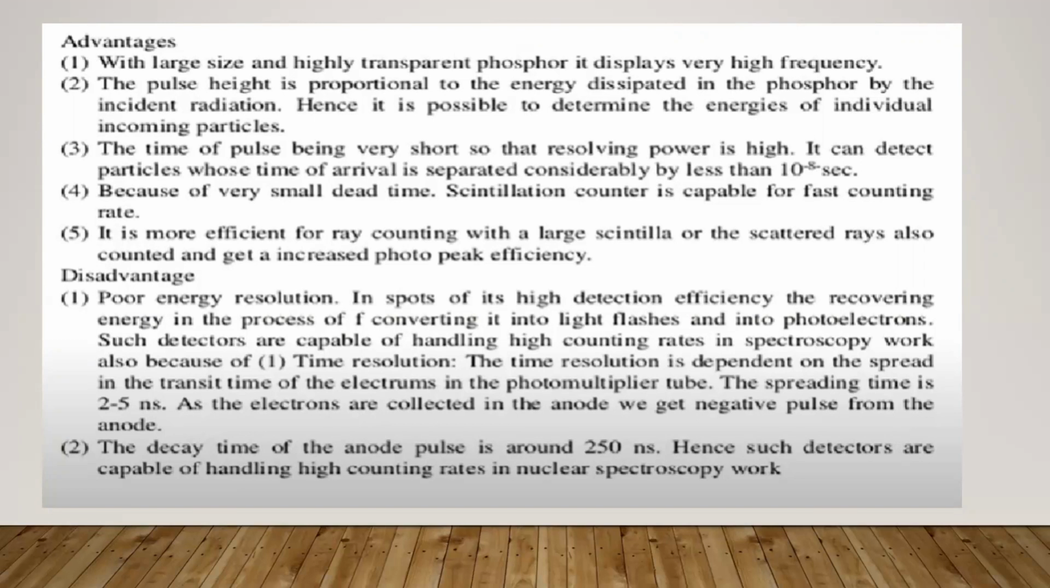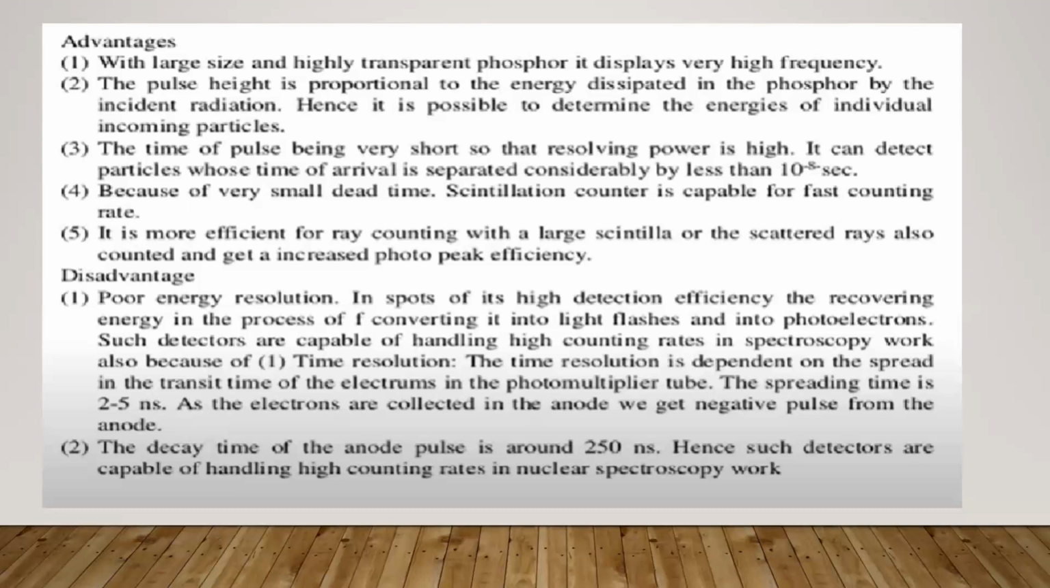Because of very small dead time, the scintillation counter is capable of a fast counting rate. It is more efficient for gamma ray counting, with the larger scintillator the scattered rays are also counted, and it gets an increased photopeak efficiency. The disadvantage is the poor energy resolution.